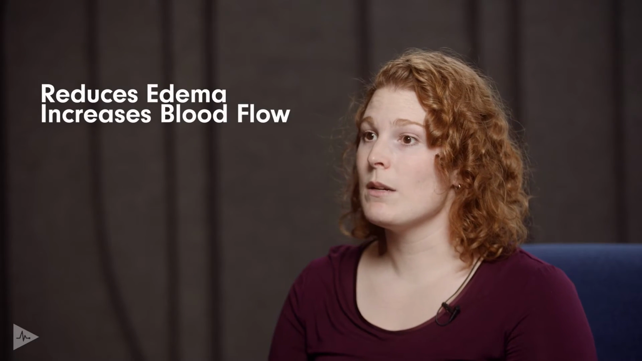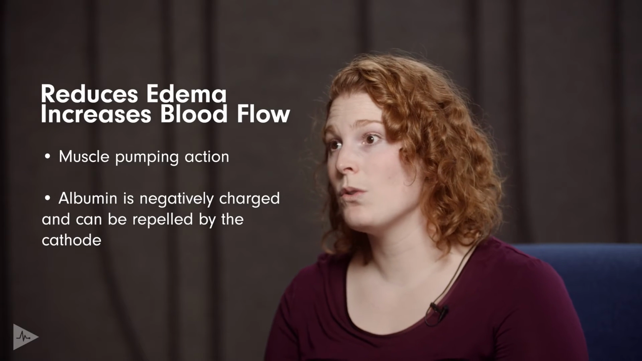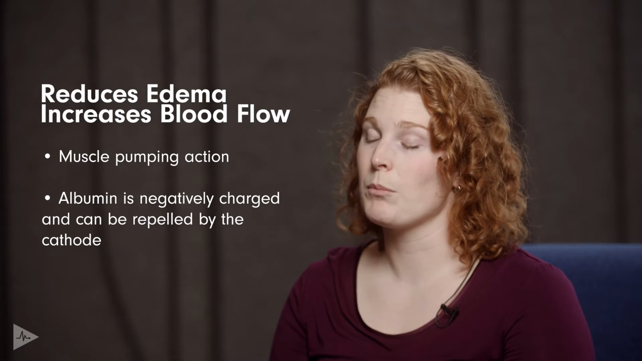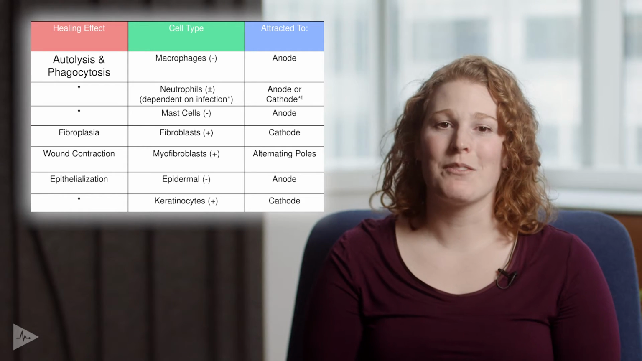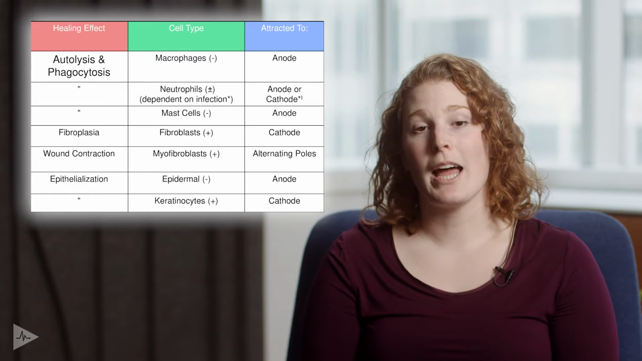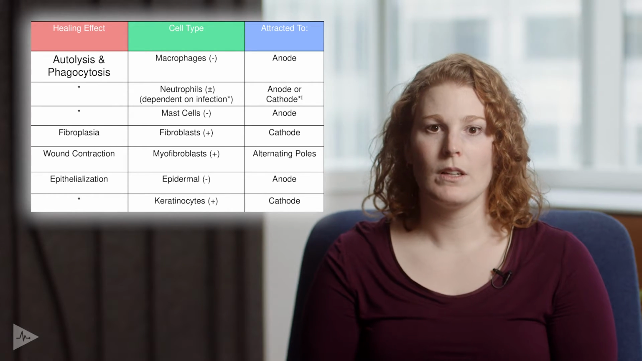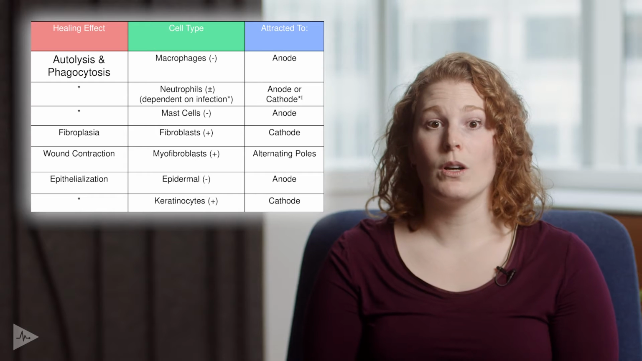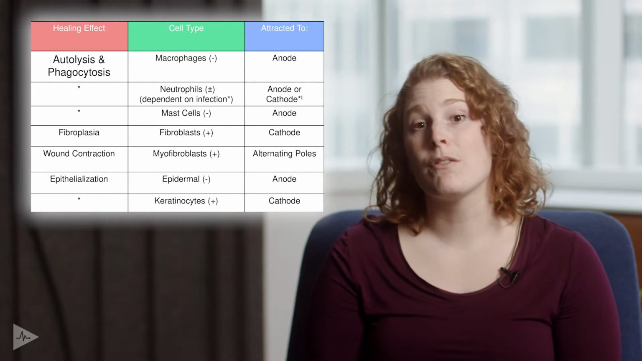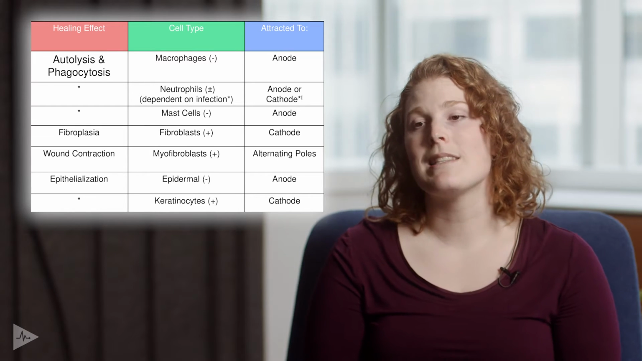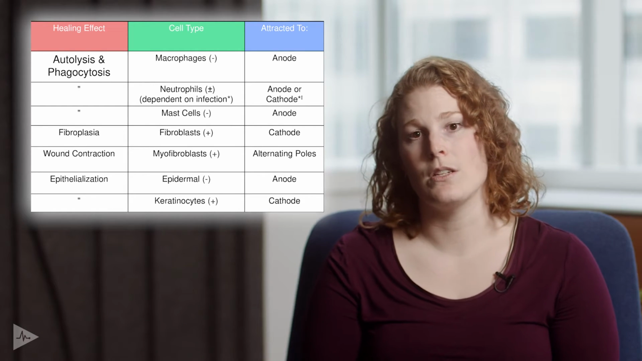The third theory, and least researched, is reducing edema and helping increase blood flow. This theory states that ESTIM helps restore the natural blood flow to the wound bed in order to assist the healing process. This table demonstrates examples of positively and negatively charged cells in order to help direct your wound therapy. As I mentioned, if you wanted to assist in epithelialization of your wound, since it is a negatively charged cell, you would want to place the anode catheter into the wound bed.